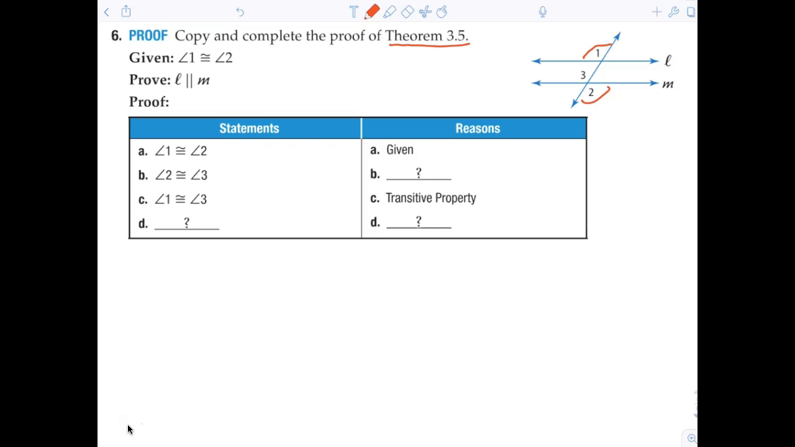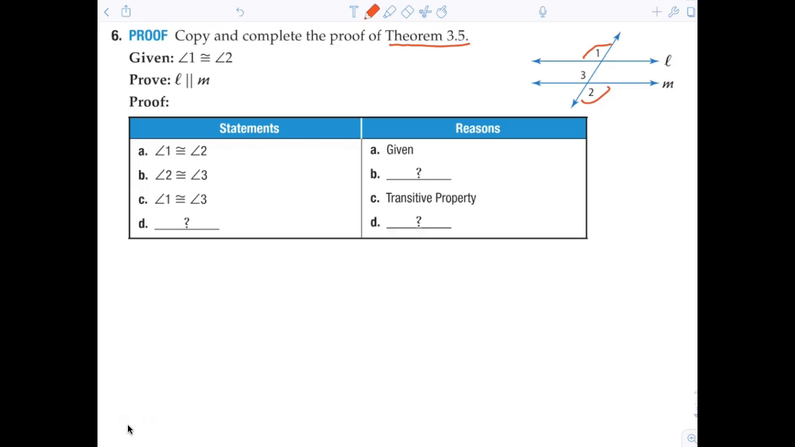Now, here's what happens every year on the test. I say prove Theorem 3.5, and then people write down, well, angle 1 is congruent to angle 2, therefore the lines are parallel because they're alternate interior or alternate exterior angles. Is that what I'm asking? I am not asking that. You are proving that theorem. Is everybody with me? All right, that's what we're proving. We're not saying, well, those are congruent, therefore it's parallel.